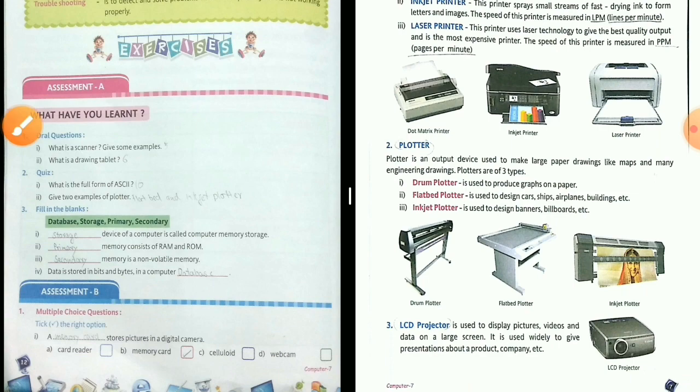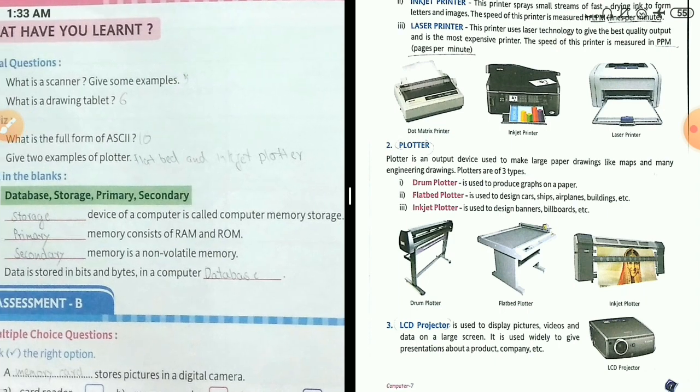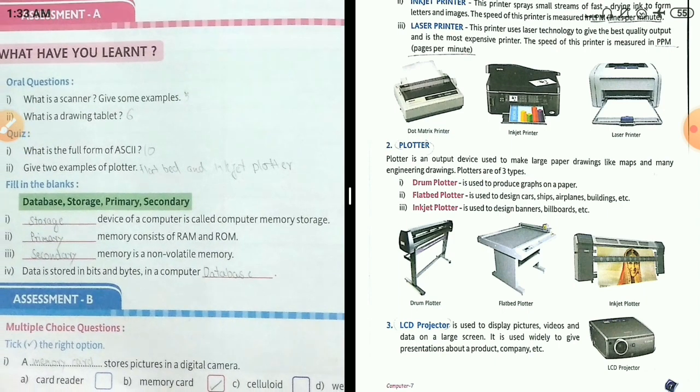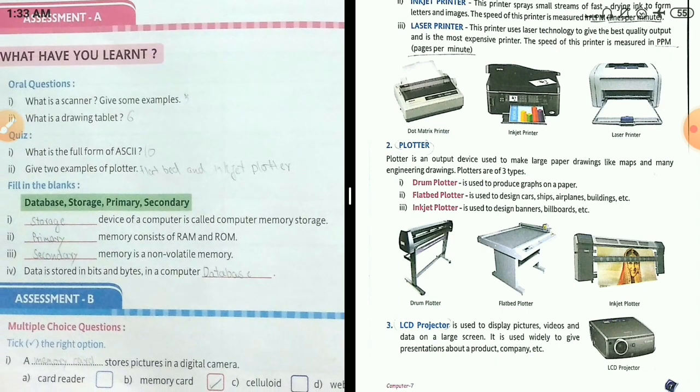Now coming towards your third part, that is your fill in the blank portion. Yes, now see it. The first one, storage device of a computer is called computer memory storage. First one is your storage. Now the second one, which memory consists of your RAM and ROM, that is your primary memory. Primary memory basically consists of your RAM as well as your ROM, and the secondary memory consists of what? Your floppy disk and pen drives and CD drives and all those things.